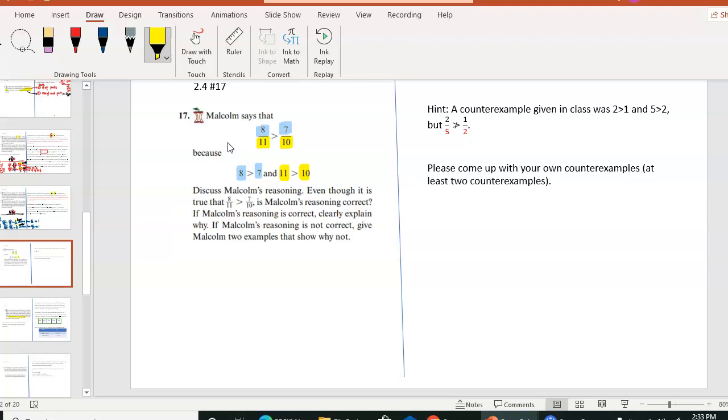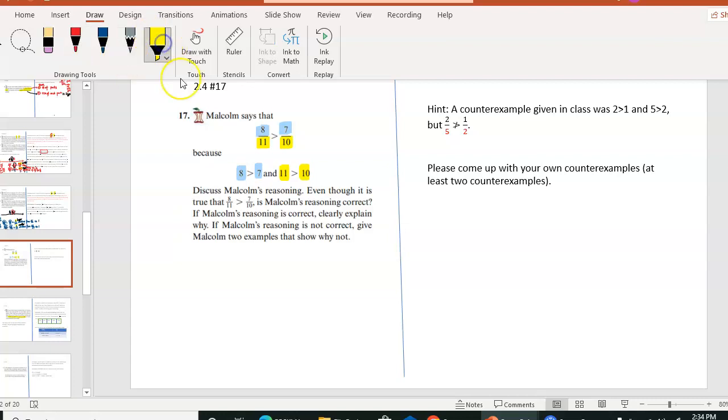Some students may try to argue this way, try to compare fractions this way. Although in this case, yes, 8/11 is actually bigger than 7/10, the reasoning is incorrect. It somehow worked for this one, but again, it's a coincidence. It doesn't work on others. And we did have examples in class.